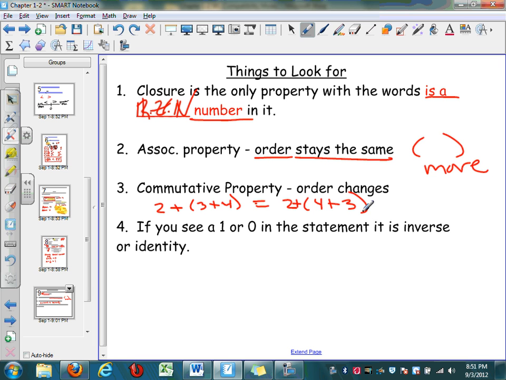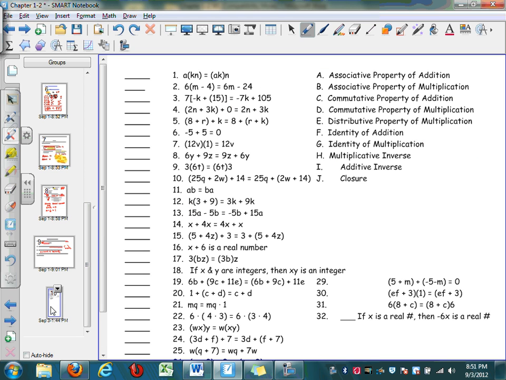Again, if you see 0 or 1 in the statements, it's either the inverse or the identity. So with all of that said, this is your worksheet, so I'm going to go ahead and get you guys started on that. And I want you to basically tell me which property this is.